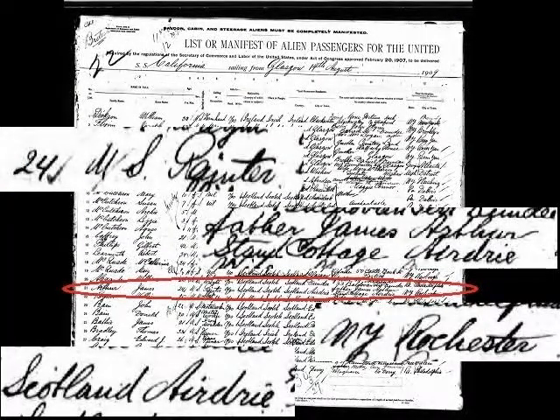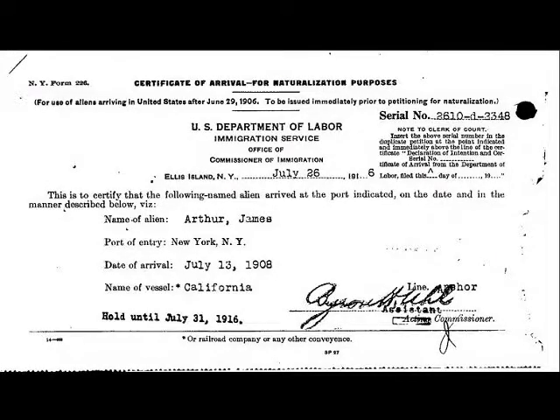The Naturalization Service, U.S. Department of Labor, DOL, contacts DOL's Immigration Service, Office of the Commissioner of Immigration, to verify the applicant's date, place, and vessel when they arrived. They filed a return to naturalization with his papers that stated James Arthur arrived at the port of New York, New York on the 13th of July, 1908, aboard the California.